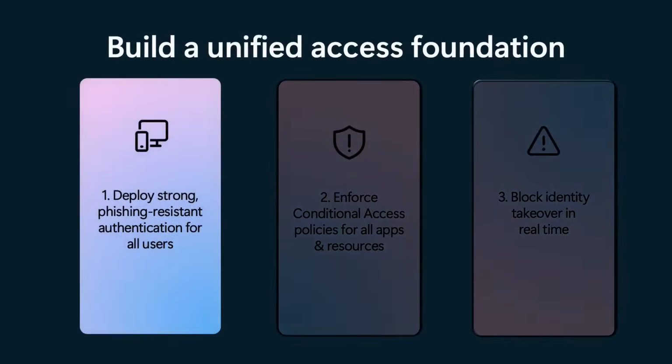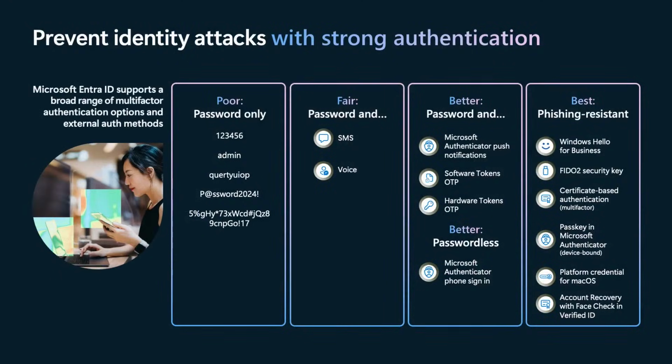Now let's look at the first pillar in a bit more detail, deploying strong phishing-resistant authentication for all users. Passwords and basic MFA just aren't enough anymore, and attackers know exactly how to exploit those gaps. By moving users to strong phishing-resistant authentication, you can dramatically reduce your exposure to credential-based attacks. In fact, strong authentication is the quickest way to stop identity attacks before they start.